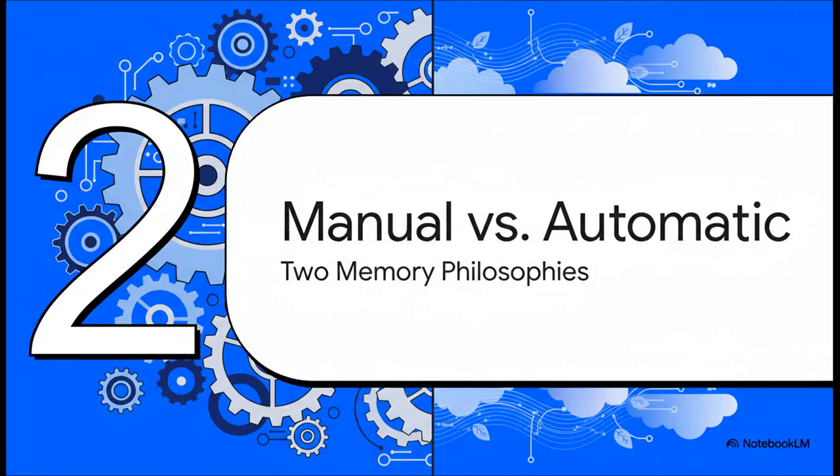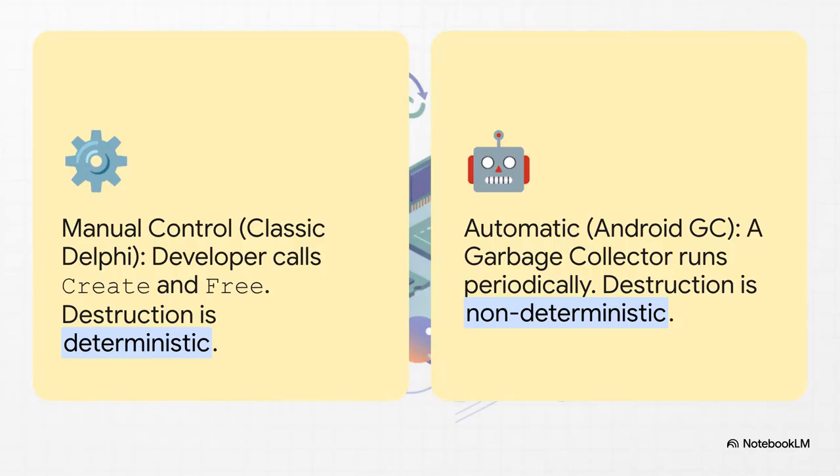Okay, so to figure out how to solve this, we first have to get our heads around the two basic philosophies for handling an app's memory. It's really a story of control versus convenience. On one hand, you've got the classic Delphi model, totally manual and deterministic. You create an object, you are responsible for freeing it, usually inside a try-finally block. You know exactly when it's going to be destroyed.